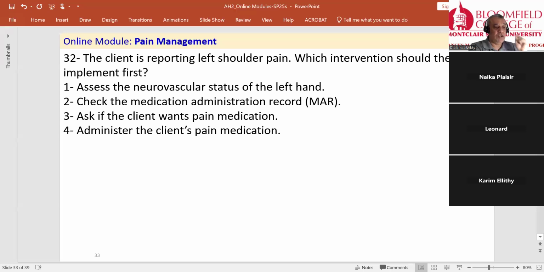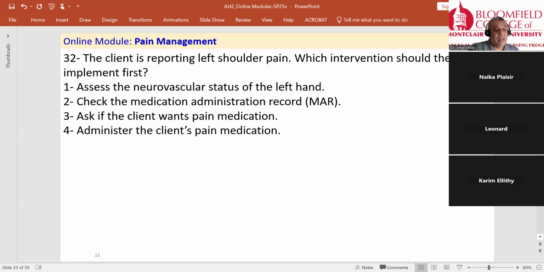So, assess the neurovascular status of the left hand. The nurse should assess the client for potential complications to determine if the pain is expected or recurring. That sometimes requires that we call the PCP. And if you look at 2, for example, the nurse must check the MAR to determine when the last pain medication was administered, but it's not the first intervention here.